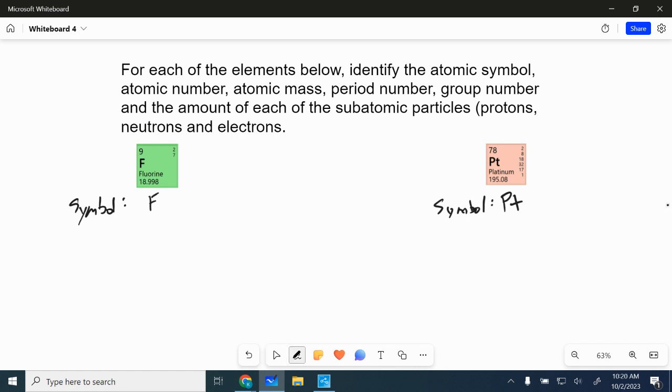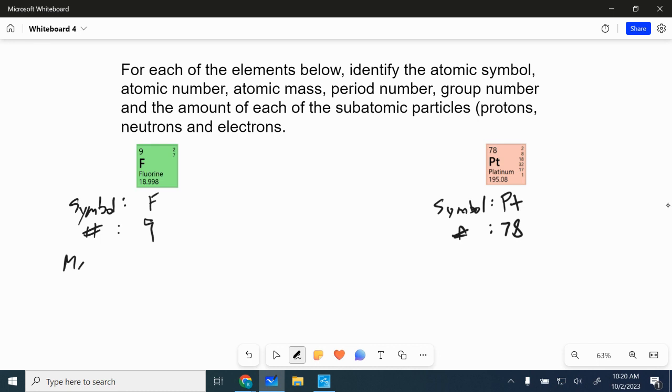Okay. Second, the atomic number. The atomic number is always in the left-hand corner, or usually it's on the top of the square. Sometimes it'll vary a little bit, but you can always tell the atomic number, because it will be the smaller of the two numbers in the boxes. So our number for fluorine is 9, and for platinum, our number is 78.